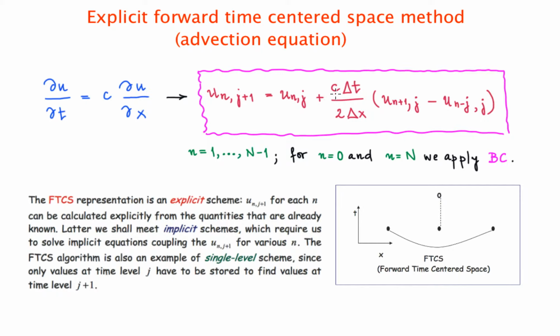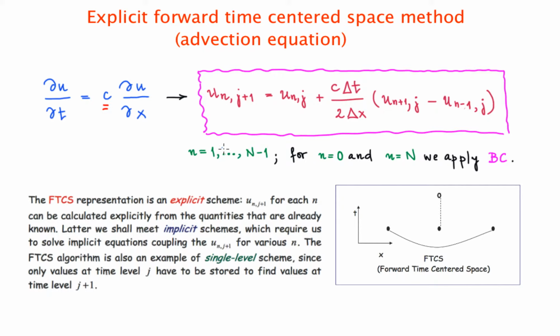which is the c constant arising in the advection equation, times the time step over 2 times delta x, multiplying the u function evaluated at n plus 1 and time j, minus the u function evaluated at point n, sorry, this is n minus 1 here, and time j. And this equation is valid for n running from 1 to N minus 1.